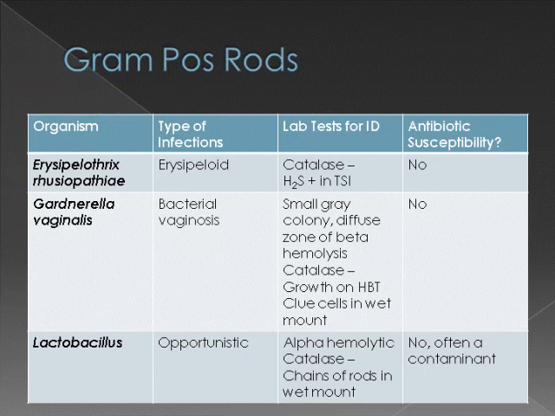Lactobacillus is an opportunistic gram-positive rod. It is alpha hemolytic. It's catalase negative, and you can see chains of rods in a wet mount. This is often seen in a urine specimen or a vaginal secretion. Gardnerella vaginalis clue cells can also be seen in a urine specimen as well. Lactobacillus susceptibility is usually not needed, as most of the time it's a contaminant. Remember that Lactobacillus is a normal flora organism in the female genital tract.